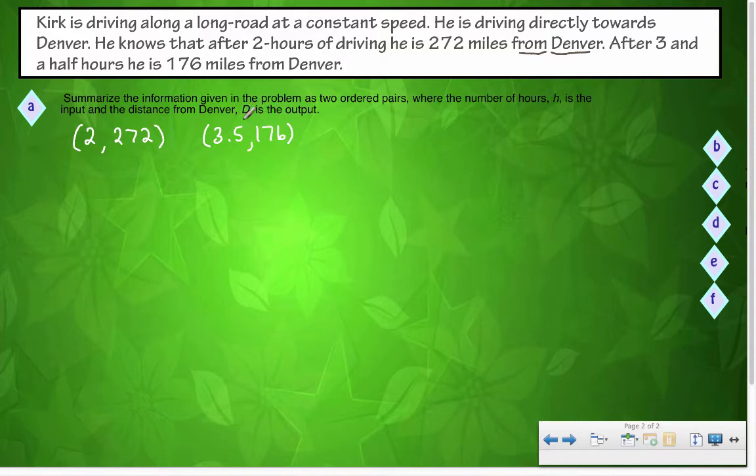So D is the output. That's why the distance is in the y variable. And H is the independent. That's why it's in the x spot.